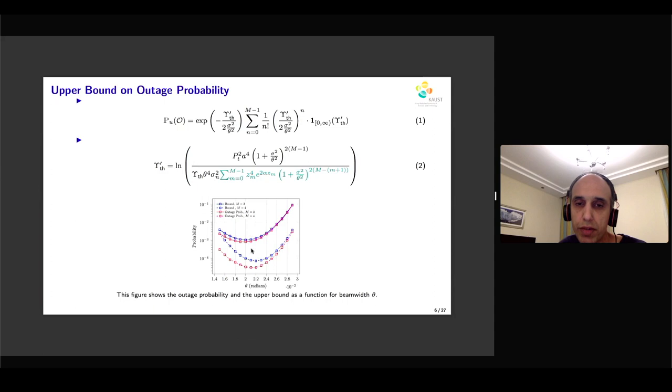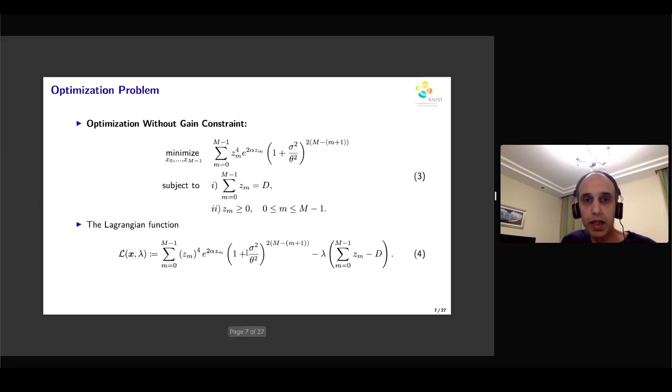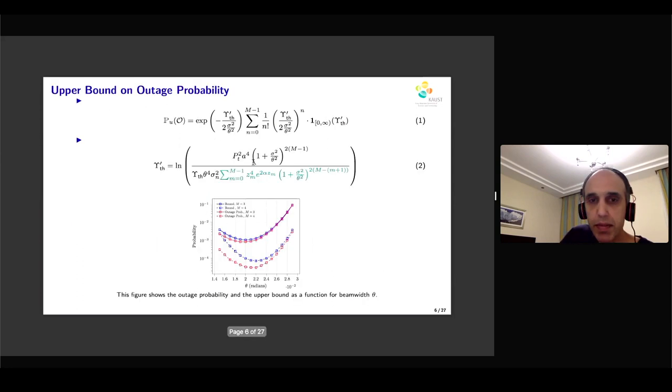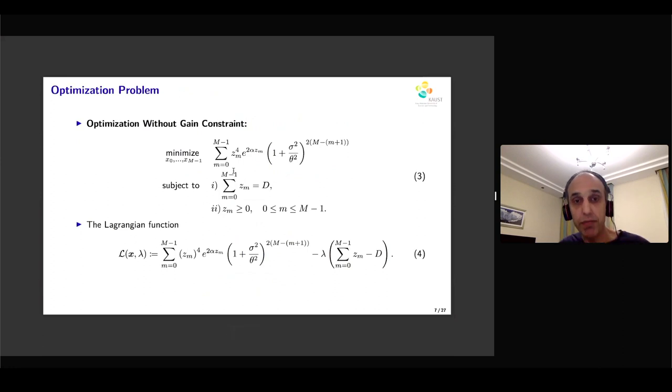These are shown for two different scenarios, where one corresponds to three relays and this corresponds to four relays, right? So in this case, I'll try to minimize my upper bound. In order to do that, I need to minimize this quantity that's shown in green. So this is my first optimization problem without the gain constraint. Here I'm assuming that my relays have infinite gain, right? So these are the constraints. Of course, the total link distance has to be equal to d, and all these distances will be strictly positive, or at least greater than zero.